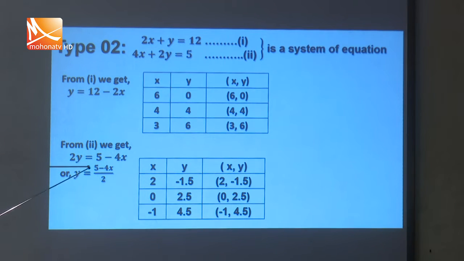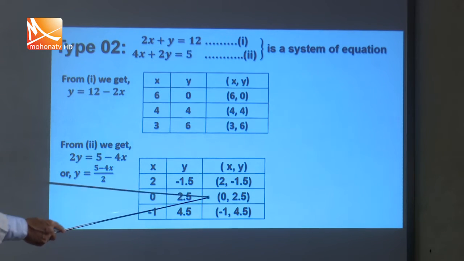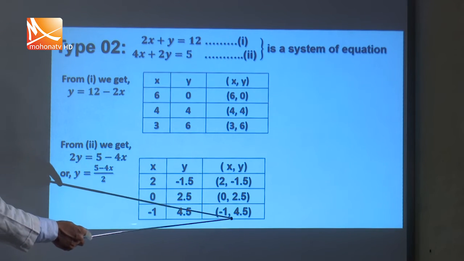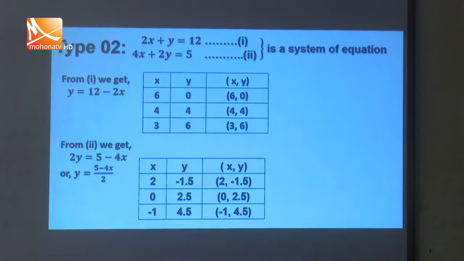Again, if we take 0 for x, then 5 minus 4 into 0 means 0. Then 5 minus 0 means 5, 5 by 2 means 2.5. So, for x equal to 0, y is 2.5, that is, the point is (0, 2.5). Again, if we take minus 1 for x, then minus 4 into minus 1 is plus 4. So, 5 plus 4 is 9, 9 by 2 is 4.5. So, the value of y is 4.5, that is, the point is (minus 1, 4.5).